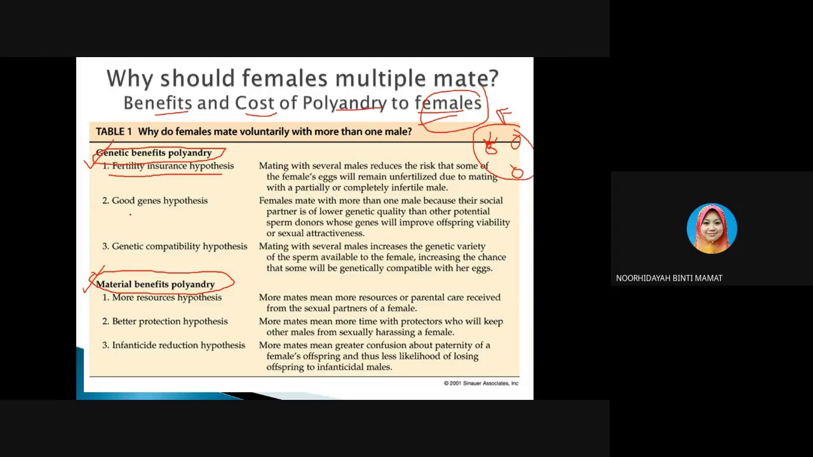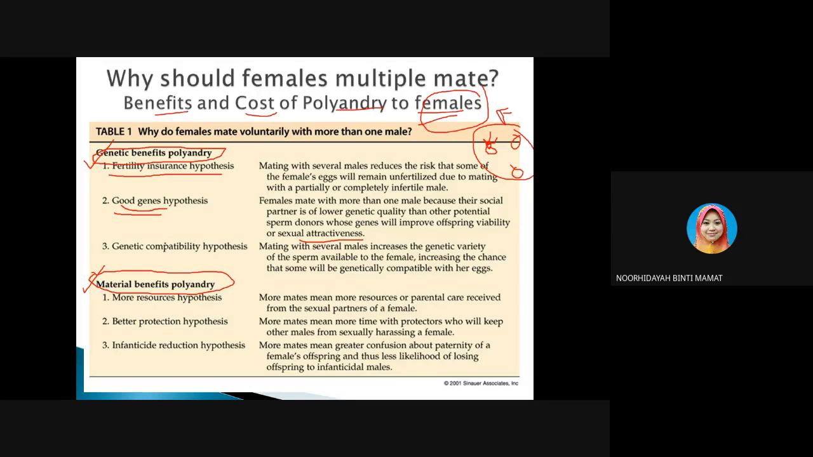Okay, the second benefit is the good genes hypothesis. The female mates with more than one male because her social partner is of lower genetic quality than other potential sperm donors, whose genes will improve the offspring's viability or sexual attractiveness. Okay, so the female will get good genes.